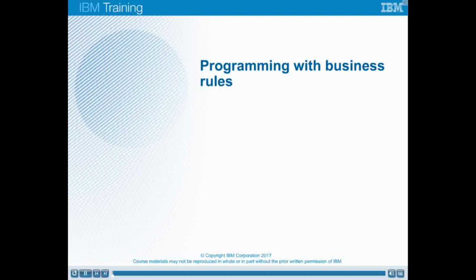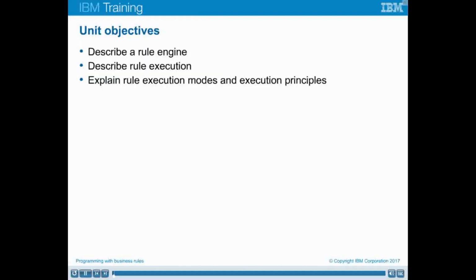Unit 3, Programming with Business Rules. This unit describes the rule engine and how rule execution works. It also describes the rule execution modes. After completing this unit, you should be able to describe a rule engine, describe rule execution, and explain rule execution modes and execution principles.